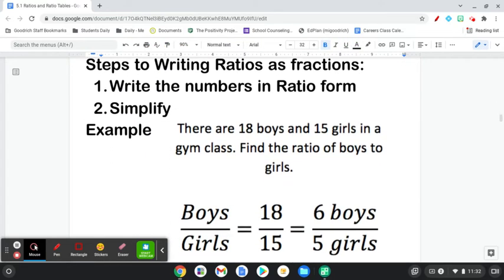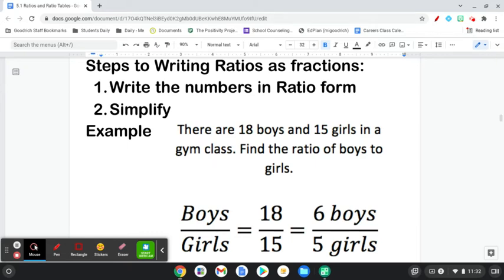So here we have steps to writing ratios as fractions. Step 1, take the numbers and write them in ratio form. And again, you can either use a fraction, a word form, so the word "to", or a colon. Then you do need to simplify that.